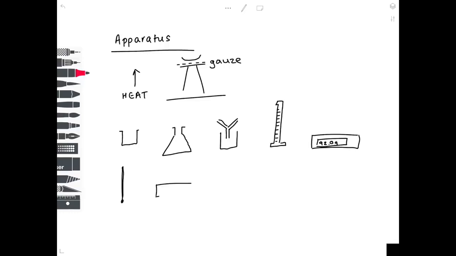And a stopwatch is good when you're looking to measure rates of reaction, for example, the time it takes to evolve 100 centimeters cubed of gas. That's going to look very similar to your scales.